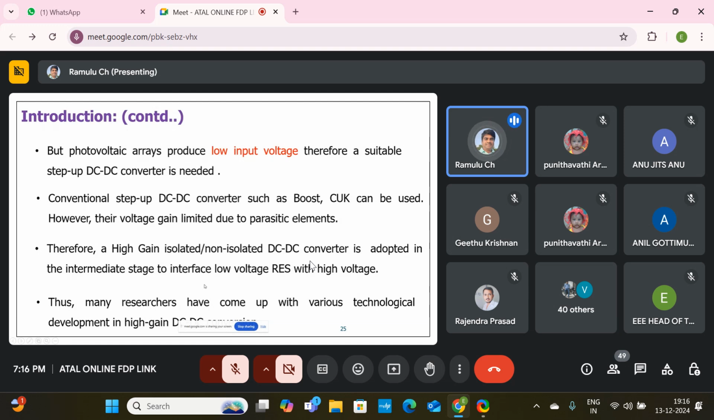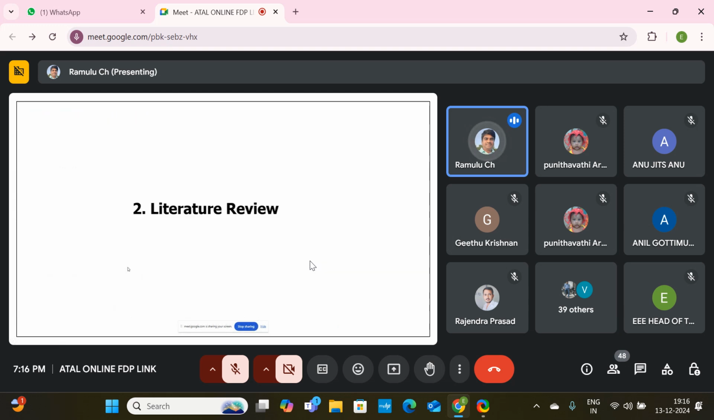Thus, many researchers have come up with very different technologies with respect to the development or design of the high-gain DC to DC converter. That one we will see in the literature review, so I will go very quickly.